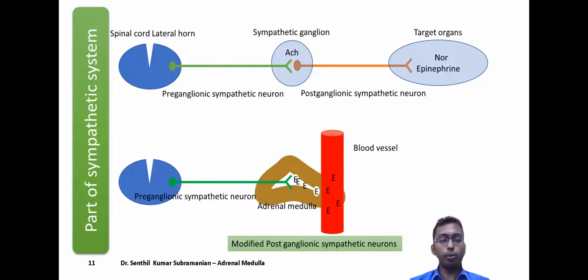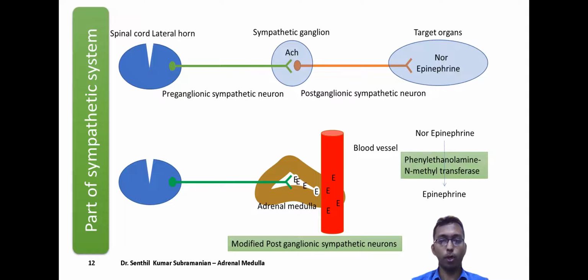The preganglionic sympathetic neuron directly acts on adrenal medulla, and the adrenal medulla cells, the chromaffin cells, are considered modified postganglionic sympathetic neurons. The normal postganglionic sympathetic neurons will secrete norepinephrine at the level of target organs. However, these modified sympathetic neurons secrete epinephrine directly into the circulation.